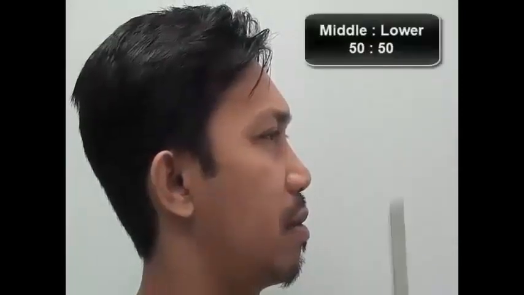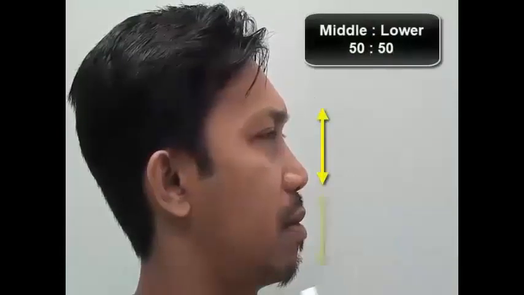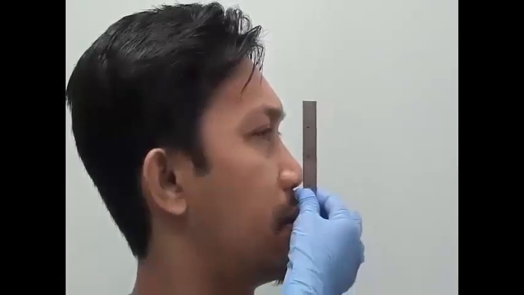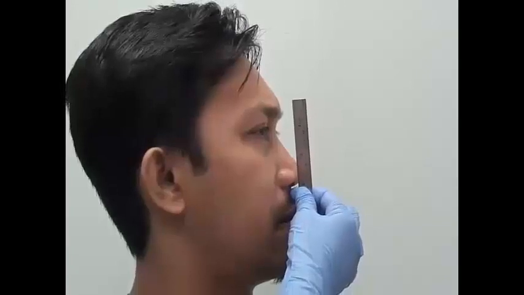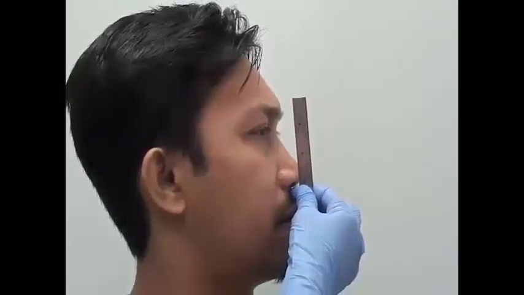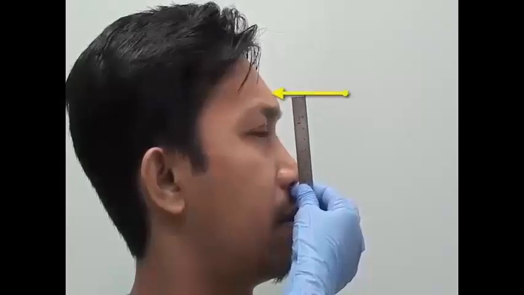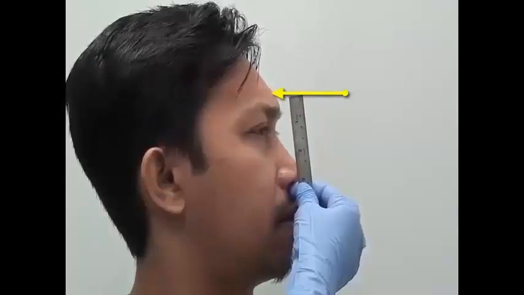Ideally, the height of the midface and the lower anterior face height should be equal. So, what you can do, take a ruler, place the ruler from subnasale and mark the soft tissue menton. And then place this ruler on the midface and compare it to the height of the midface. As you can see, the lower anterior face height is high because the height is taller than the midface.